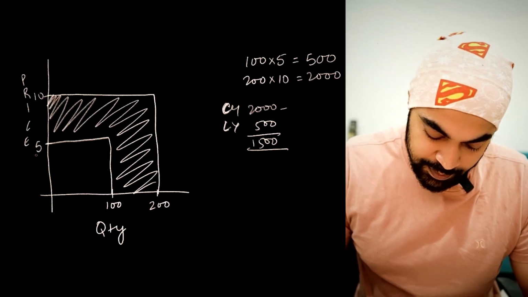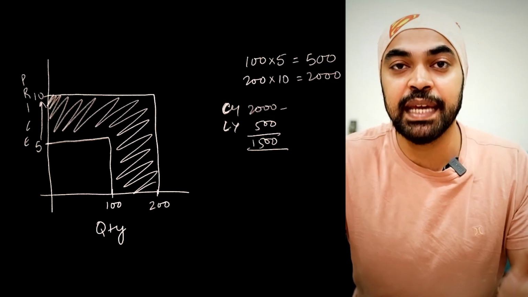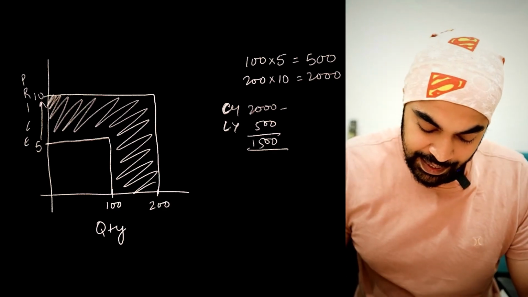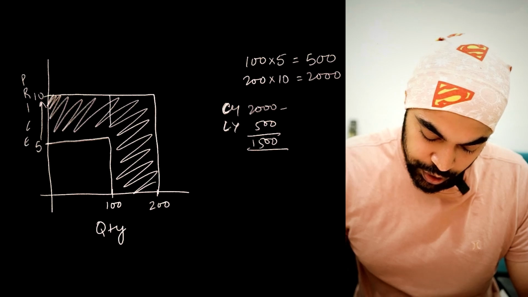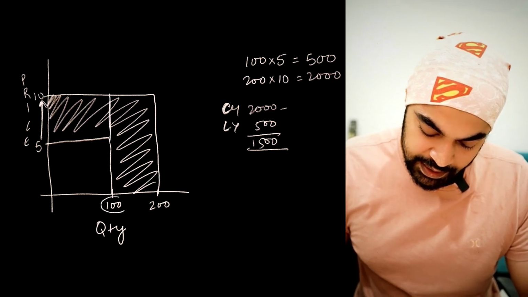That means the price moved up from 5 to 10. How much of the growth just came from price changing decisions? The way to find that out is that I take this particular area, which is the price change that happened, and I keep the quantity the same, which is 100.